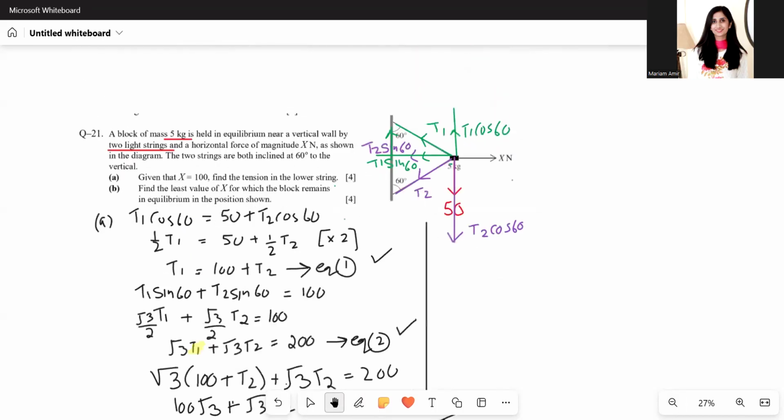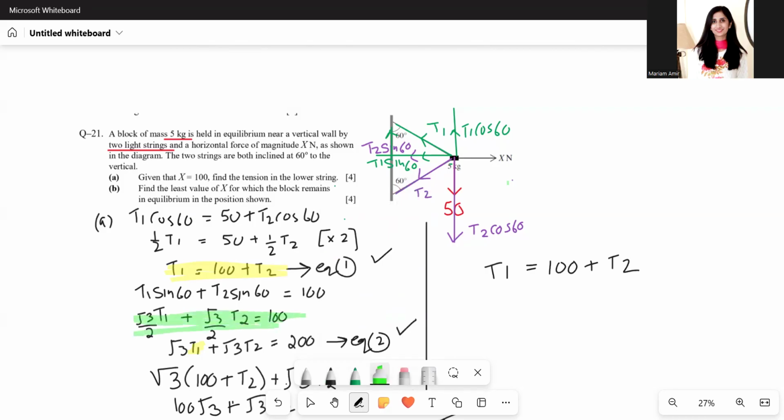Okay, going back. Part B says find the least value of x for which the block remains in equilibrium in the position shown. So now x is x. We're going to rewrite the equations. The up and down equation would obviously stay the same, so I'm rewriting this as T1 equals 100 plus T2. And this equation would change, and 100 would now become x. So I'm writing root 3 upon 2 T1 plus root 3 upon 2 T2 equals x.